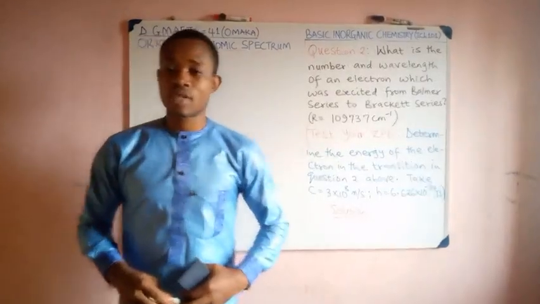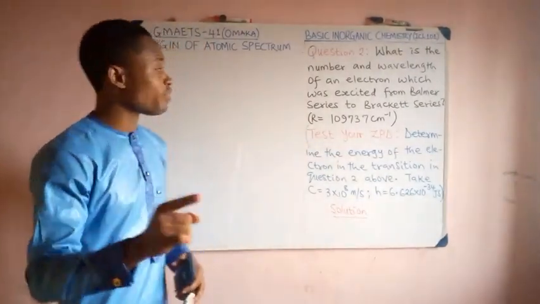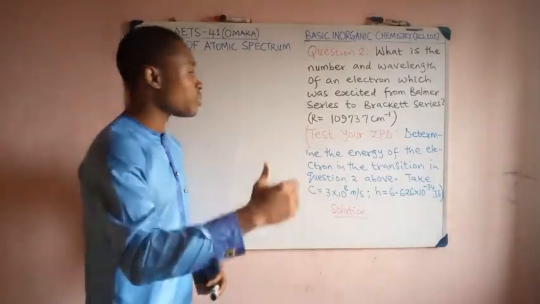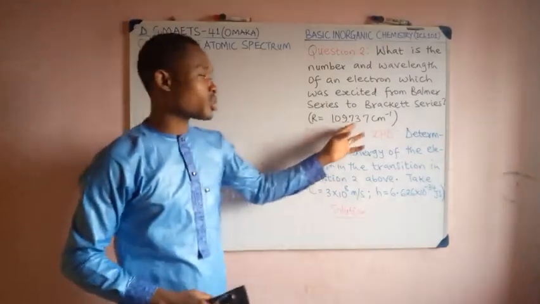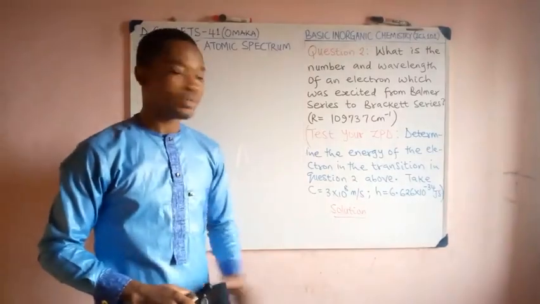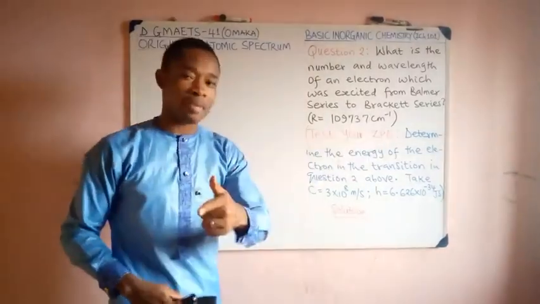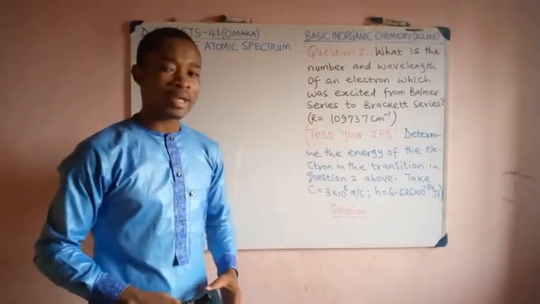Now we have this second question on the board. What is the wave number and wavelength of an electron which was excited from the Balmer series to the Brackett series? We're given the Rydberg constant here, 109737, but look at the unit, per cm. Is that okay? You have to test your zone of proximal development.